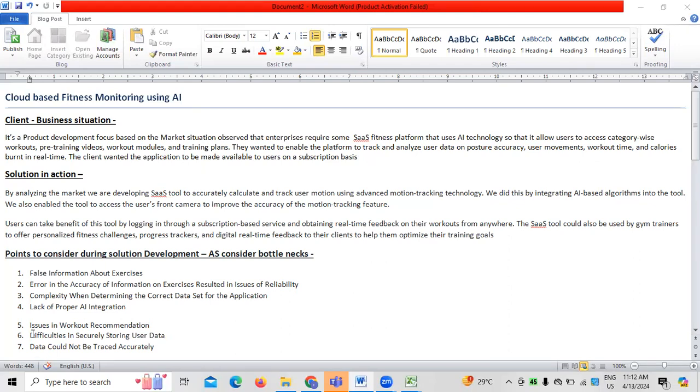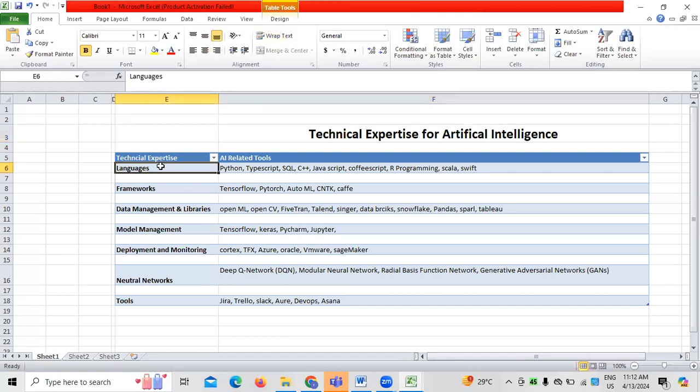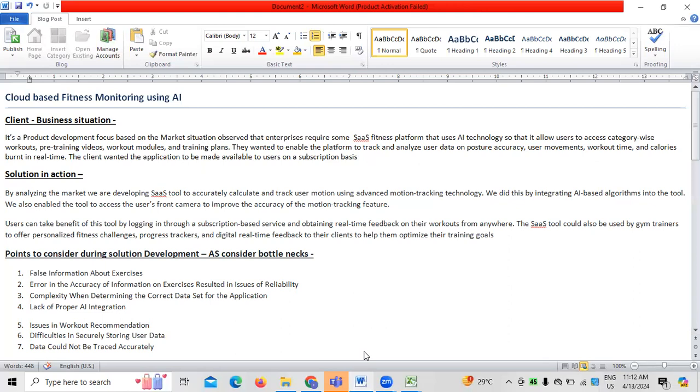When it comes to artificial intelligence, there are a lot of tools we use, as I stated, right? There are different tools in the context of artificial intelligence that we normally use. For example, from the languages perspective, there are languages like Python and all that stuff. Anyway, I'll explain this to you in coming time. So developing AI technology is something which any user wants, because this allows users to access category-wise workouts, and at the same time watch the pre-training videos, right? Working out the modules and training plans all come under this category.